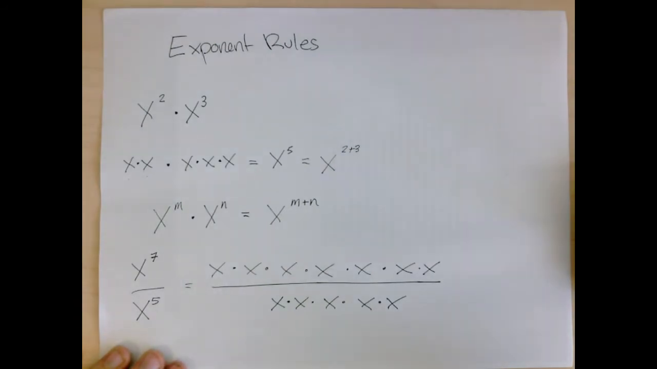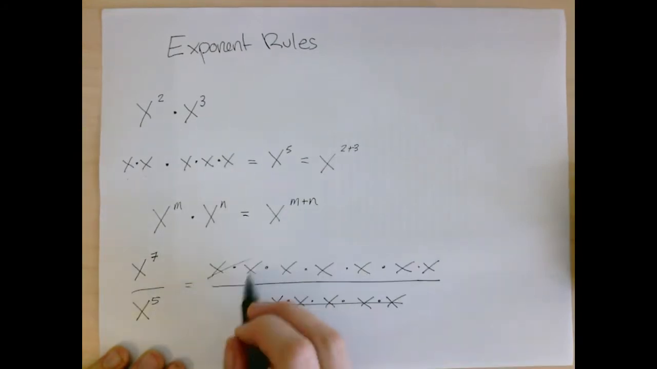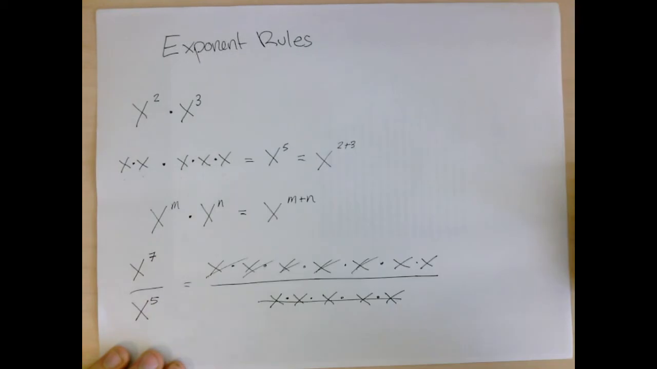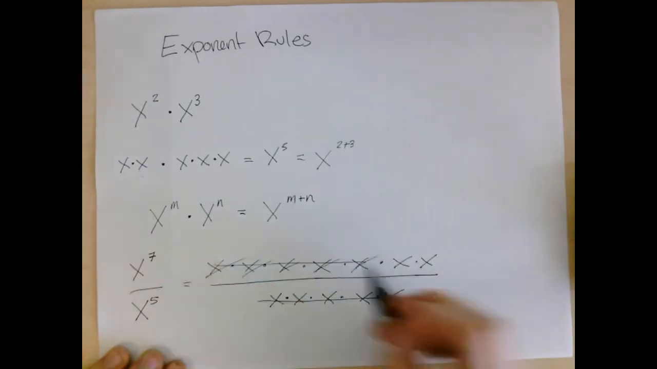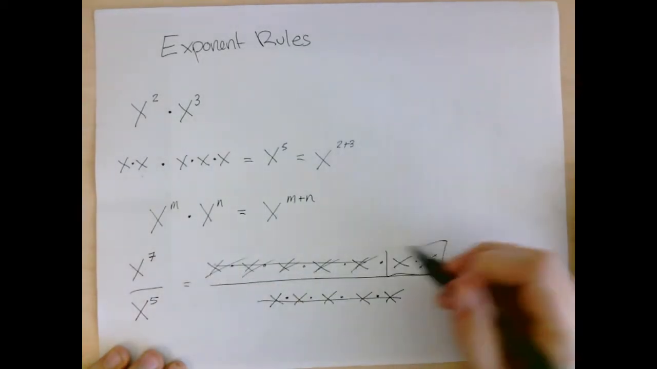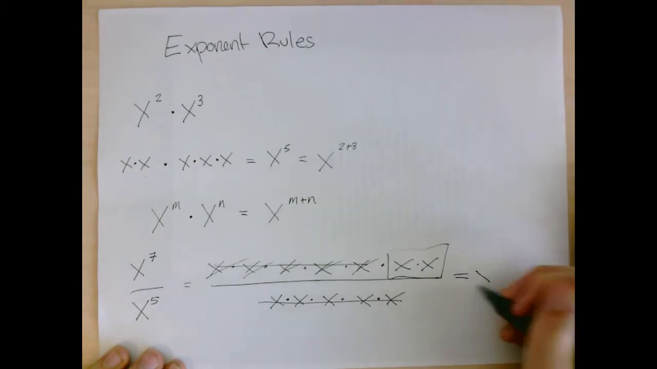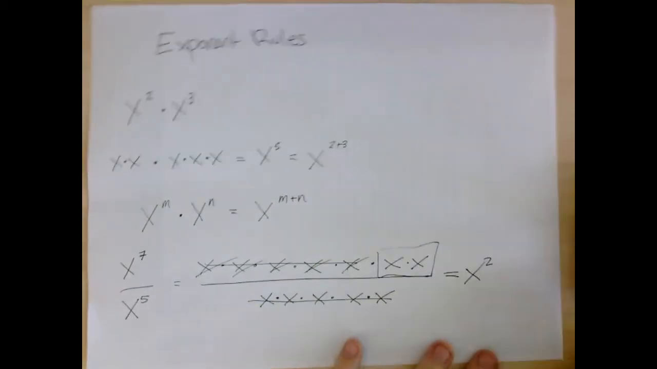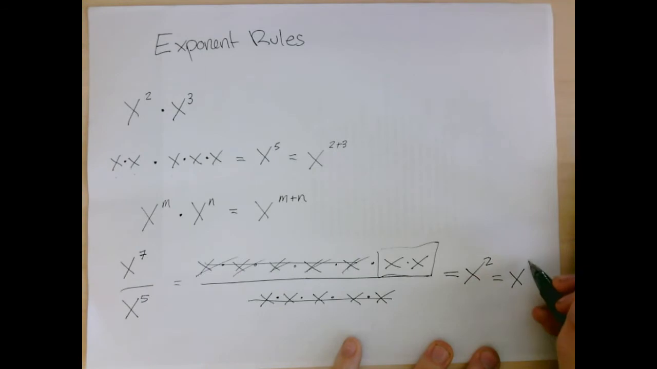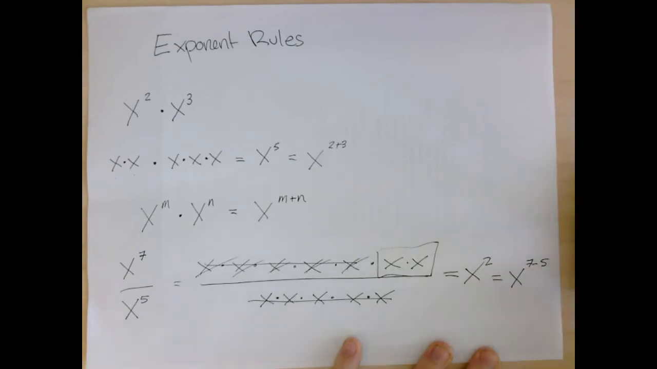Now, as we know, when we have something on the top and something on the bottom that are the same, we can cancel them. So I've got 5 x's down here, which means I can cancel 5 up here. 1, 2, 3, 4, 5. Now what am I left with? These two, which is equal to x squared, or equal to x to the 7 minus 5.